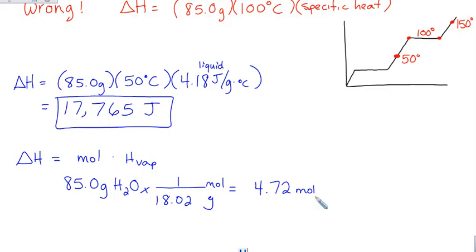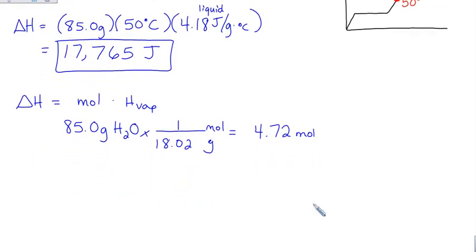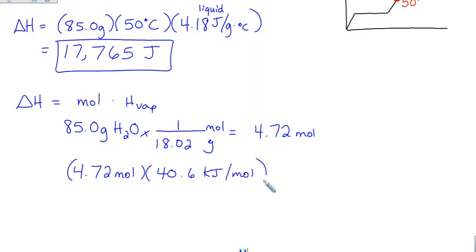Then the heat of vaporization is a constant. That's something I can look up on a chart. And I got it for water. So we're going to take our 4.72 moles, multiply by the heat of vaporization, 40.6 kilojoules per mole. Alrighty, so I'm sitting at around 191.6 kilojoules.